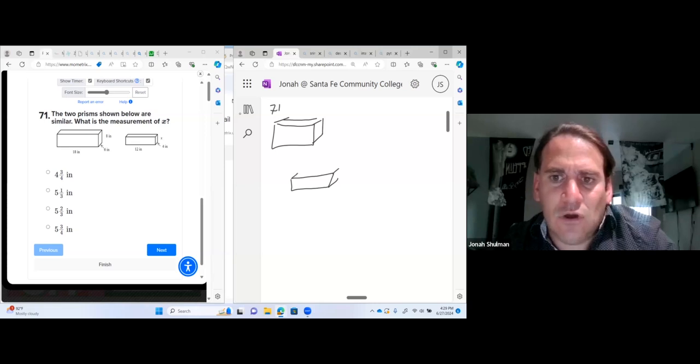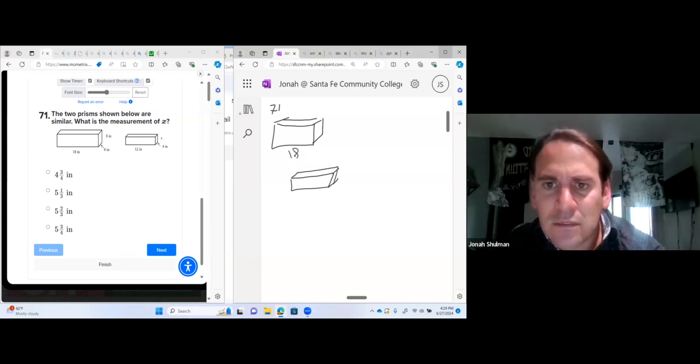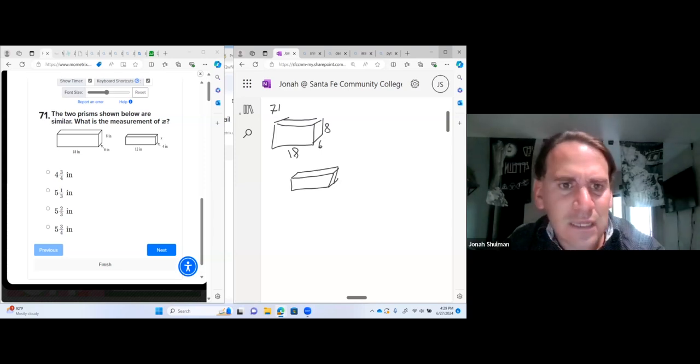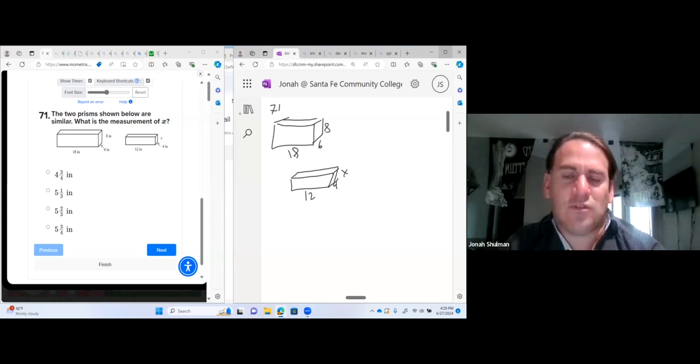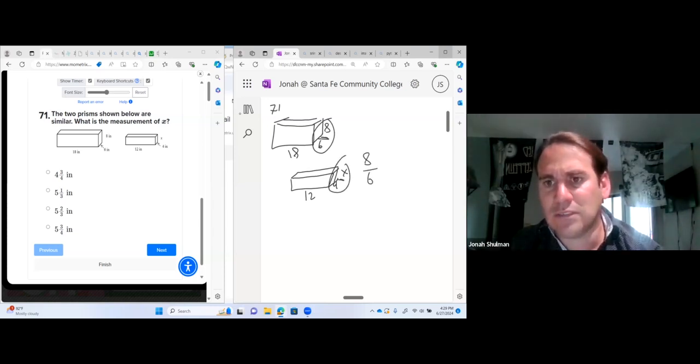And basically, all we have to do is create a proportion. So I have 18, 6, and 8. I have 12, 4, and who knows what. So we can pick whatever one we want, right? I'm going to use these two because they already look like a fraction. You can use any one you want. So this means it's 8 over 6 equals x over 4.